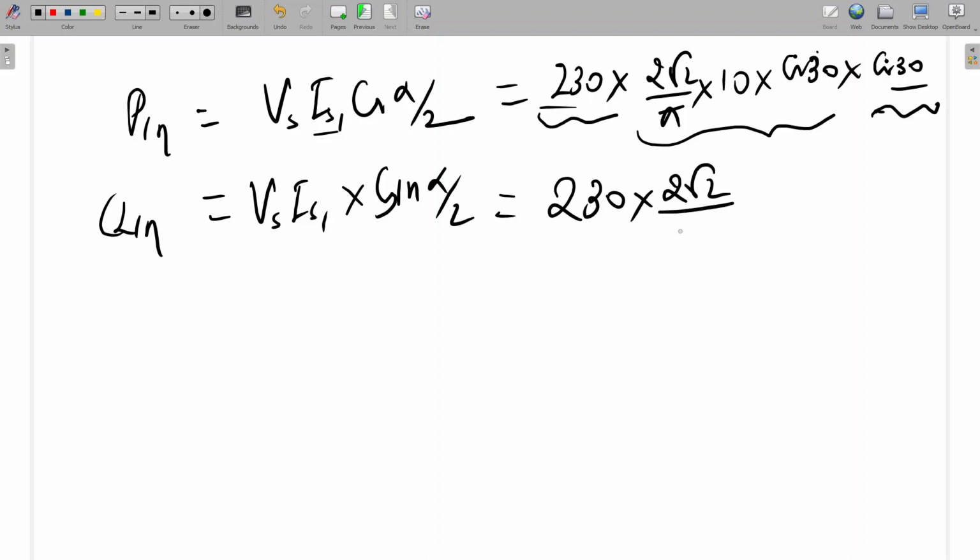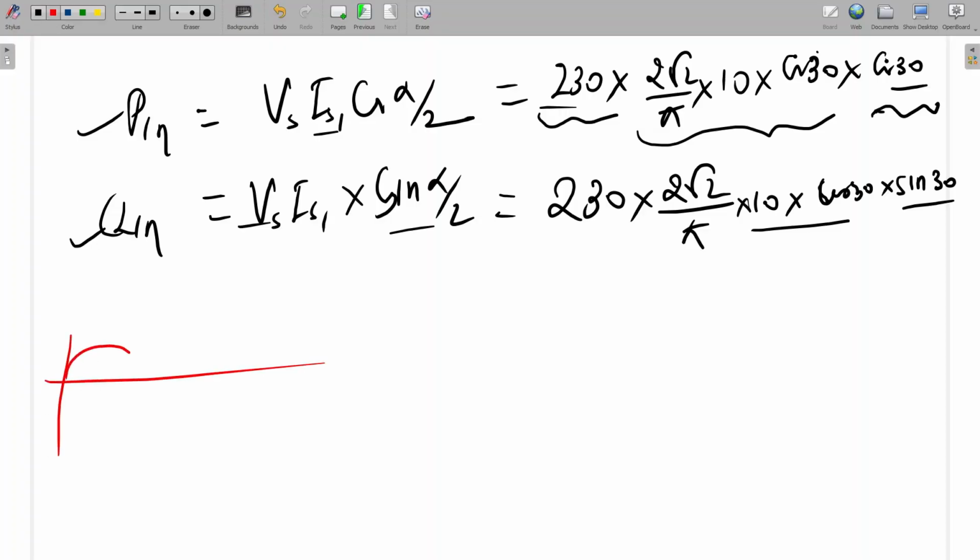Can anyone reply? Yes, sir. Clear, sir. So into cos 30 into sin 30. Vs IS1 sin alpha by 2 will be the reactive power, and this will be the real power. See, some fundamental source voltage is there, with that some fundamental current is flowing. So what will be the injected real power and injected reactive power from the source side, that we are calculating here.